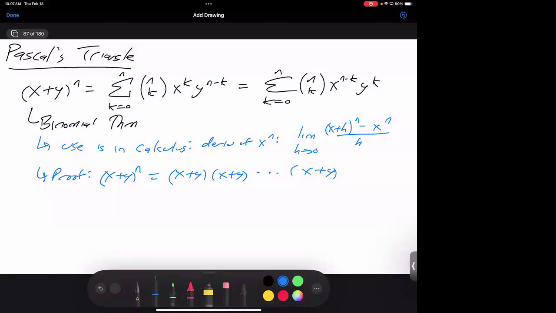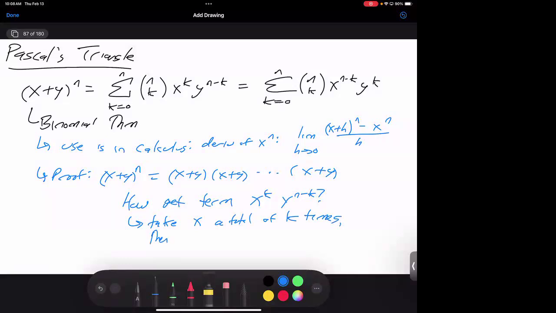How do we get a term x to the k, y to the n minus k? Take x a total of k times, then have y a total of n minus k times. Now, if you think about this, that's not exactly the binomial coefficient we have. How many ways are there to choose k of the n factors to be x? So how many ways can I choose k of the n factors to be x?